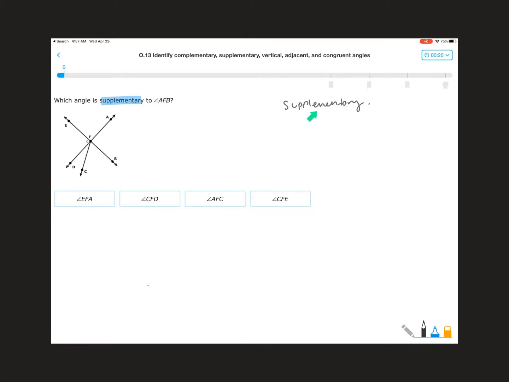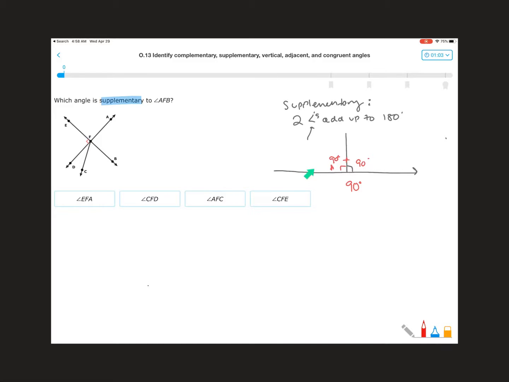And supplementary means that you have two angles that add up to 180 degrees. Okay, so now what we want to do here is if you pay attention to the angles that they give you, do you notice how there's 3 letters? The middle letter is always your angle, okay? So now, 2 angles that add up to 180 degrees. So do you remember how you know that this is 90 degrees, right? And this is 90 degrees, and 90 plus 90 would give you 180.